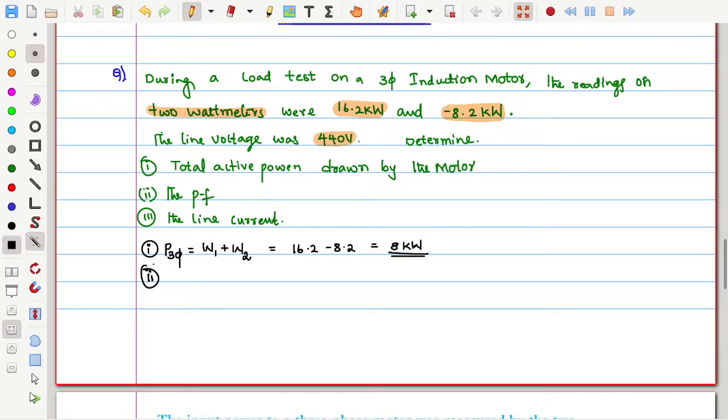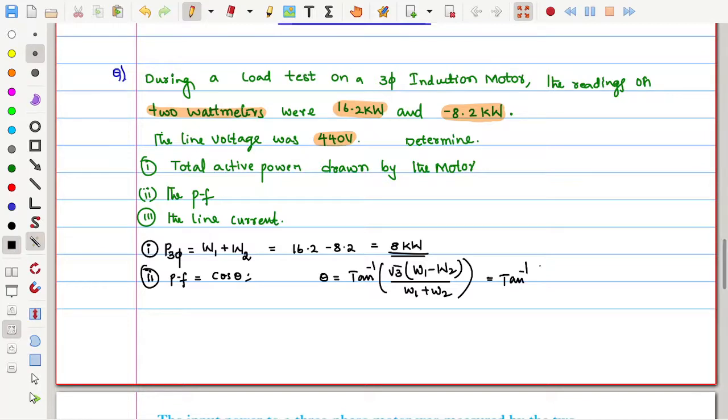And the power factor, we had just seen. The power factor is usually cos theta, but initially we need to find theta. How do we get theta? Tan inverse of root 3 into the difference of the wattmeter readings divided by the sum of the wattmeter readings. In that way you remember. It doesn't matter which one is W1 and which one is W2. Generally, the numerator should be the difference and the denominator should be the addition. Okay?